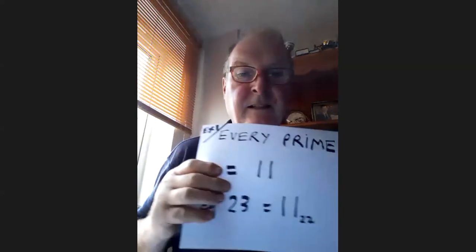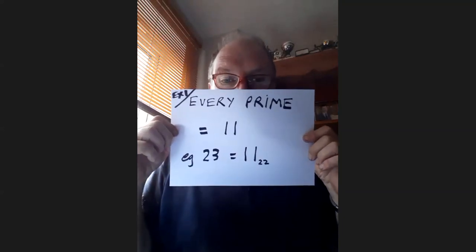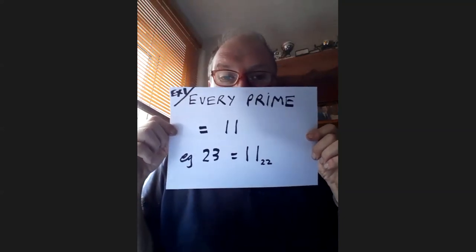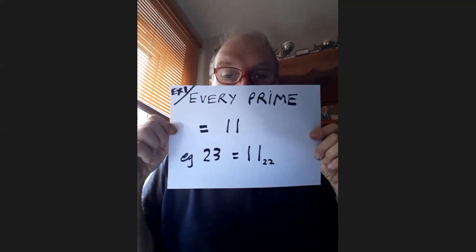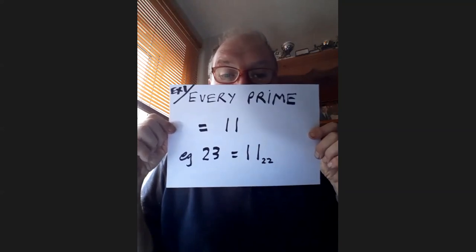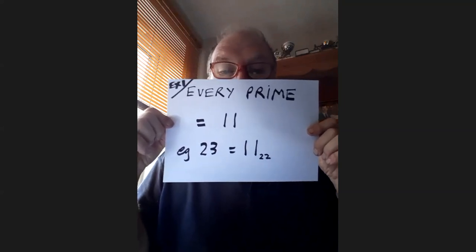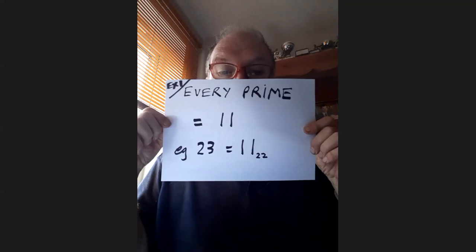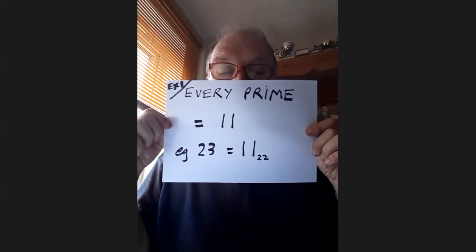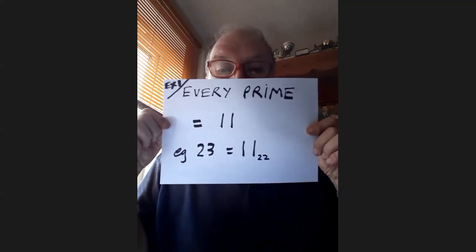And the two exceptions are the prime numbers themselves. So every prime greater than two is of the form 1, 1. So the prime number 23 is 1, 1 in base 22. So every prime is a periodic number.